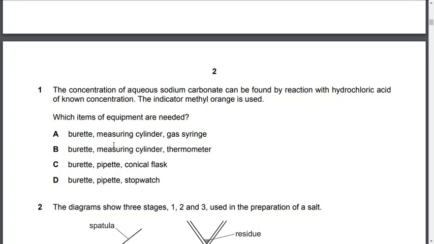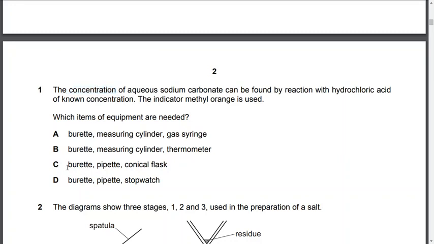Then burette, definitely, measuring cylinder. Once again, we're not using a measuring cylinder, so automatically come to the next option. But I'll still tell you why we do not need a thermometer, because there is no requirement of temperature checking for knowing the concentration of aqueous sodium carbonate. I recommend you to underline this word, to bold this word. However, you can just mention it.